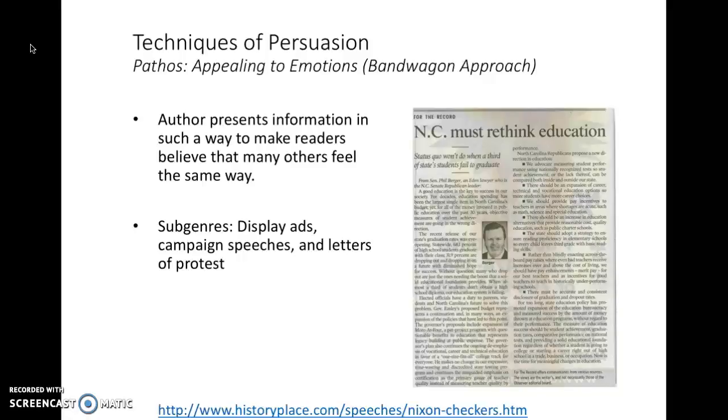And again, you'll see quite a bit of this in speeches and display ads and letters, op-ed letters that you'll see in the newspaper. You'll see a lot of this being done on talk radio or programs on shows such as Fox News or MSNBC, in which they'll have different people really appealing to your emotions without necessarily appealing to logic all the time.